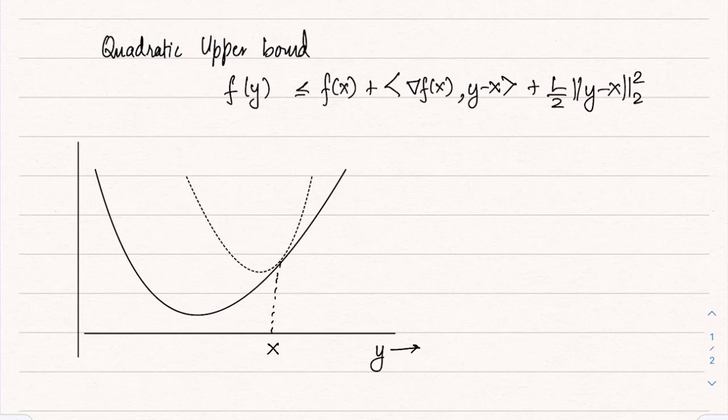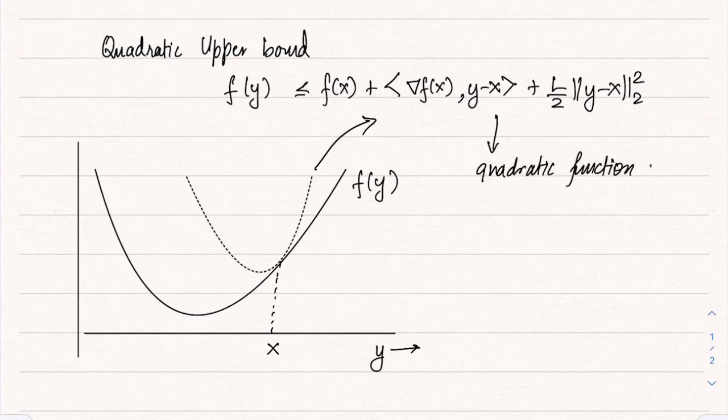So here I have drawn f of y, and the dotted line represents the quantity on the right, which is a quadratic function of y. So this dotted curve is a quadratic function and f of y could be anything. The dotted curve is always above the function. So this is the quadratic upper bound. At any point x, we can find such a quadratic upper bound whenever the function f is L smooth. And in fact, how skewed this quadratic curve is depends on the value of L. And this also tells us the intuition for smoothness.